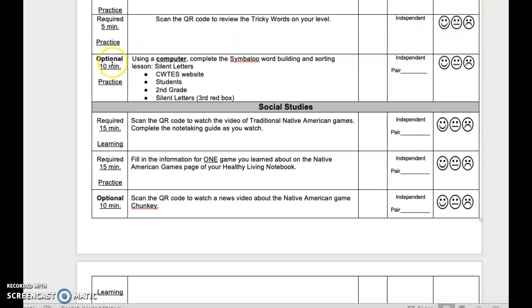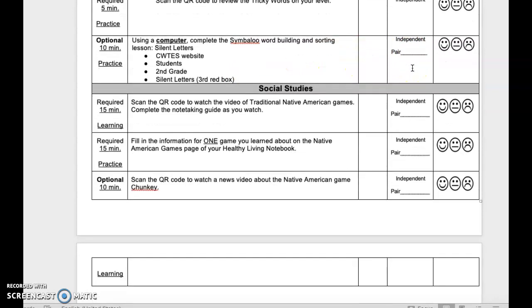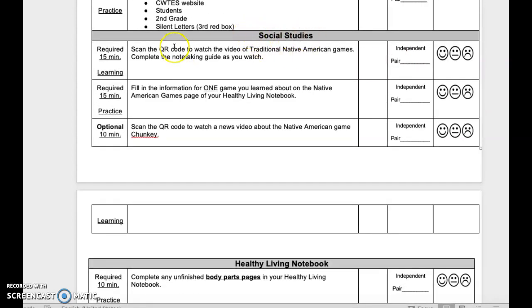Optional activity for 10 minutes practice. Use a computer. Complete the Assembly word building and sorting lesson, Silent Letters. Go to the CWTES website. Click on Students, 2nd grade, then Silent Letters. This is the 3rd red box. This is independent or pair. Reflect when done.